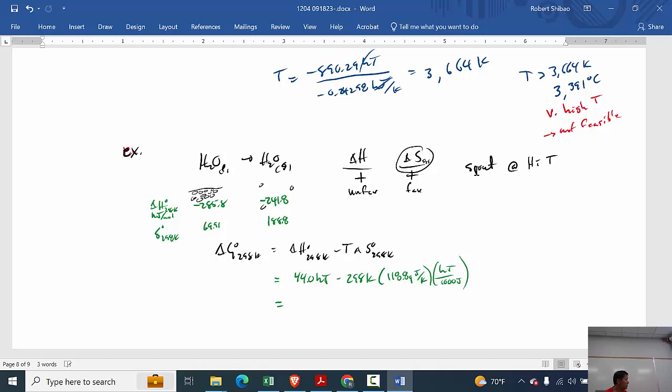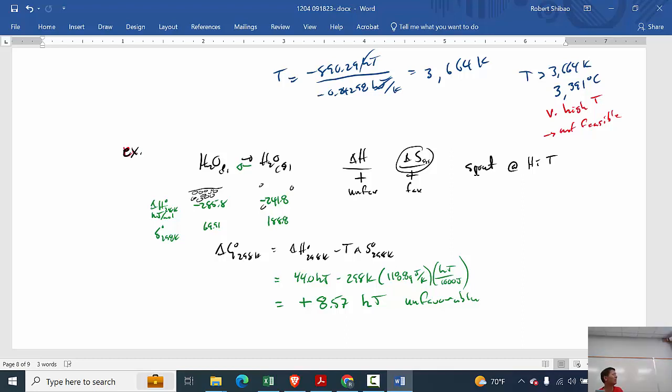This is unfavorable. This comes out to positive 8.57 kilojoules. That's unfavorable. The reverse is favorable. So at 298 Kelvin, steam should condense into a liquid. The reverse is favorable.